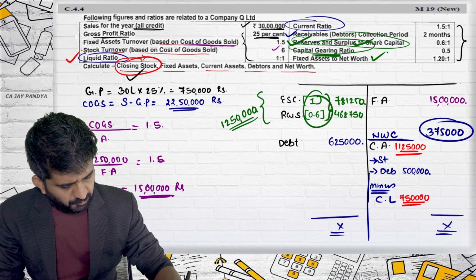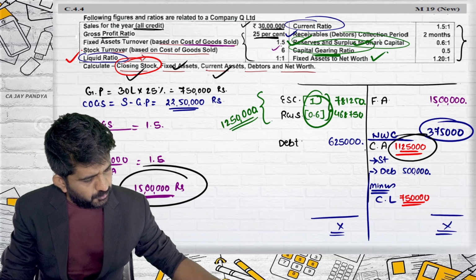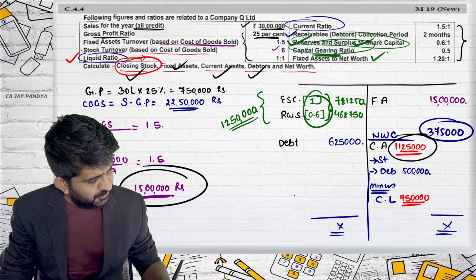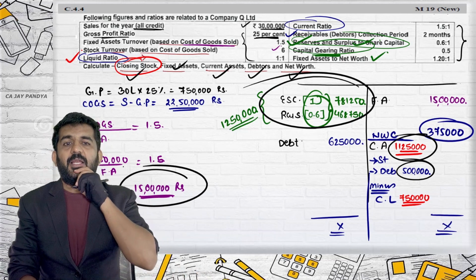Closing stock we have found out. Fixed asset we have found out. Current assets we have found out. Debtors we have found out. Net worth we have found out. It is 12,50,000.